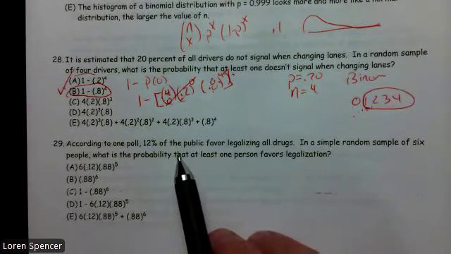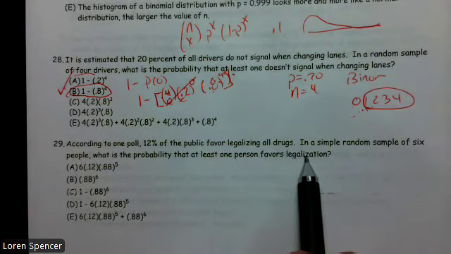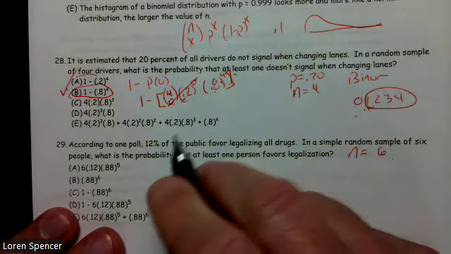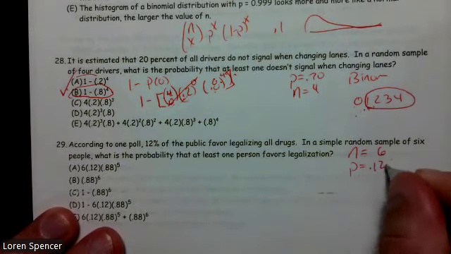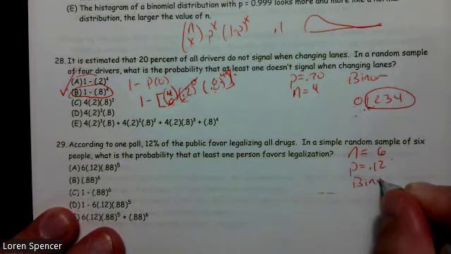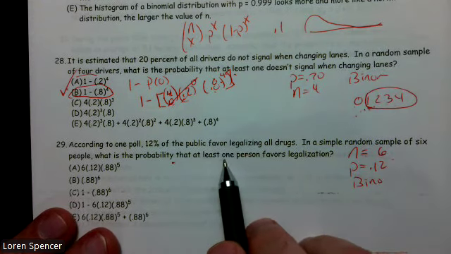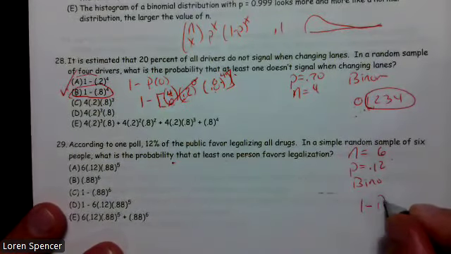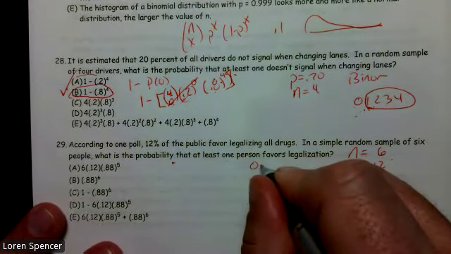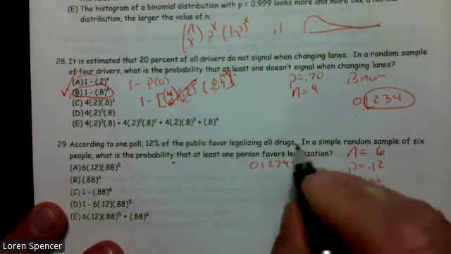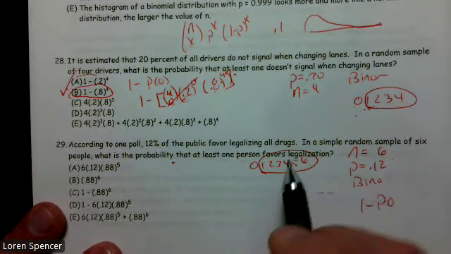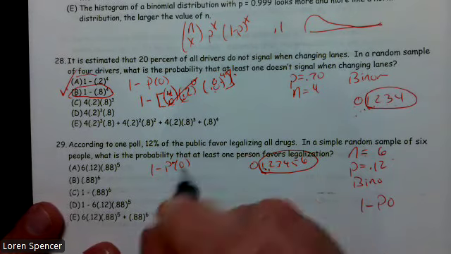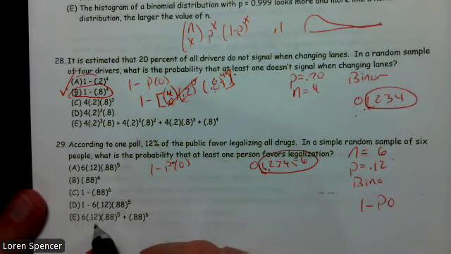Number 29. According to one poll, 12% of the public favor legalizing drugs. In a simple random sample of 6, so, okay, N equals 6. We have a sample size, we have a probability that's fixed. This makes this a binomial distribution. What's the probability that at least one favors legalization? So once again, we're going to be looking for one minus the probability of zero because we have 0, 1, 2, 3, 4, 5, 6, our number line. This is what we're interested in.